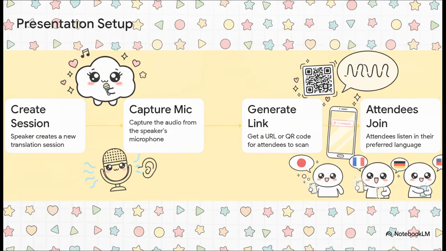Your app then generates a simple URL or a QR code, and that right there is the magic moment for the user experience. Attendees literally just scan that code on their phones, join the session, and instantly start listening in their preferred language. No expensive headsets, no physical translator booths required. You just speak one language at the podium, and a room of 1,000 people hears you in 50 different languages simultaneously.